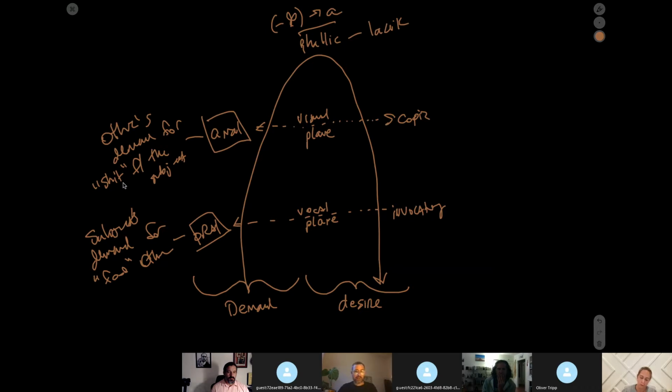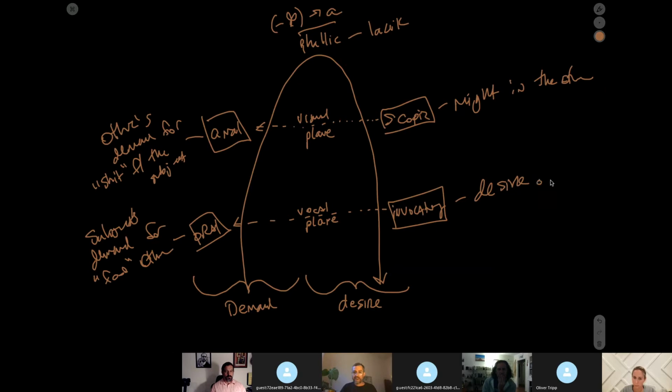So with this, we start getting a little bit of the framing here. What Lacan also adds here at the level of the scopic, he says this is might in the other. And at the level of the invocatory, he's going to say this is desire of the other. And the reason why this absolutely matters is because we know what the desire of the other looks like here. The other in question is another we've seen. The superego does go down here, as Lacan puts it. Up here at the level of the scopic, you would see fantasy. This is the rudimentary chart that starts popping out.